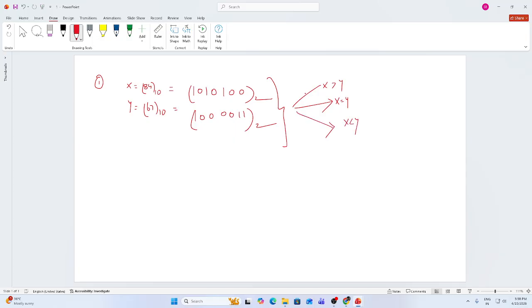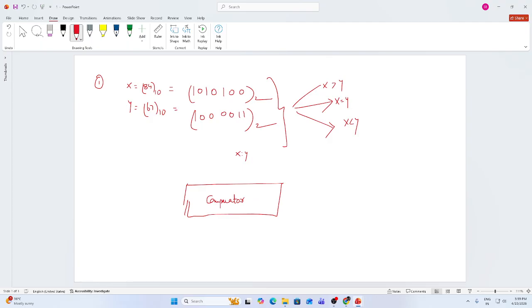Okay, I want to do a comparison of these two numbers, x and y. Now, in order to compare these two numbers, what method do you know from the digital logic design subject? You use a digital hardware called a digital comparator.